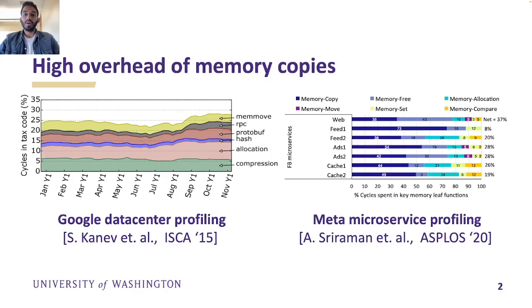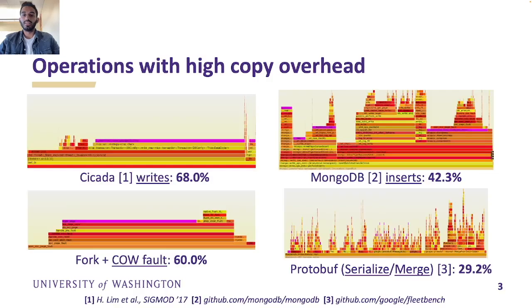Prior work has shown that memory movement consumes a high amount of overhead across many processes. A 2015 paper profiled the behavior of applications in Google's data centers and found that up to 7% of all CPU cycles were consumed by memory movement. In addition, RPC calls and protobuf also had high copy overheads. Another paper profiling Meta's most popular microservices in 2020 saw similar trends with copy overheads of up to 14%.